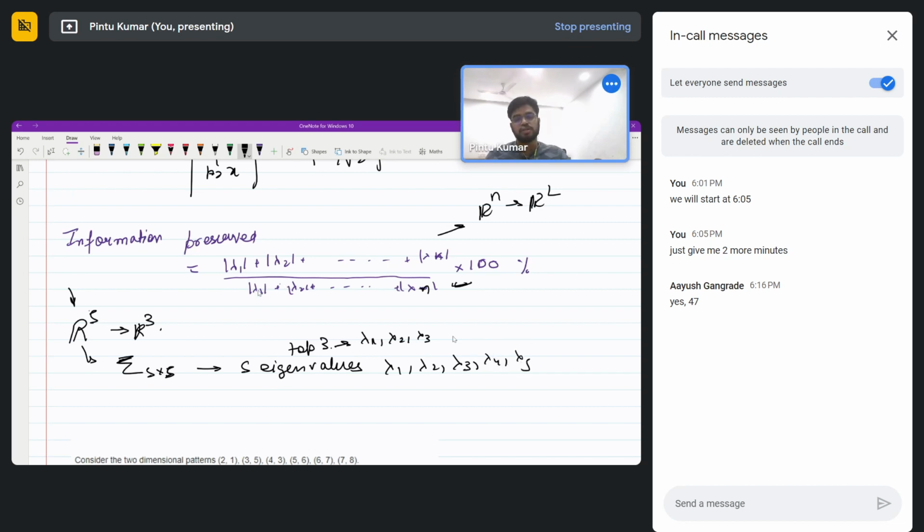Then if you put this in this formula, that is modulus of lambda 1 plus absolute value of lambda 2 plus lambda 3, divided by the sum of the absolute value of all the lambdas, this gives you a quantity, that is the amount of information that is preserved. If you multiply it by 100, you get it in terms of percentage.